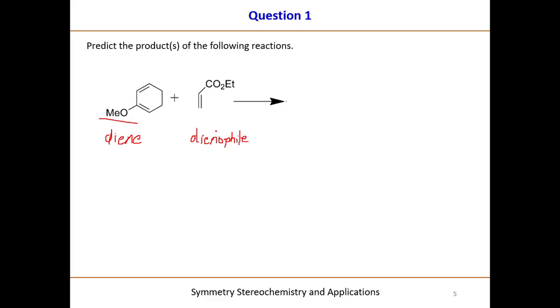Correct? Here we have an ester group. This ester group is an electron withdrawing group because a carbonyl carbon atom is present in this substrate, the dienophile. That's why it's an electron withdrawing group. And this one is the electron donating group. Okay.